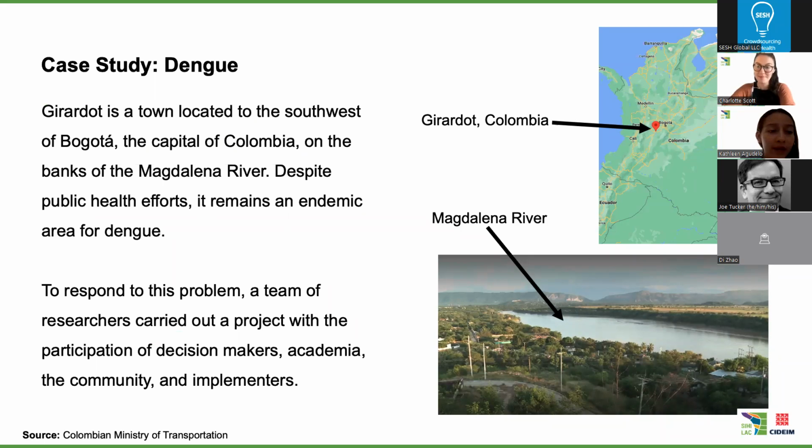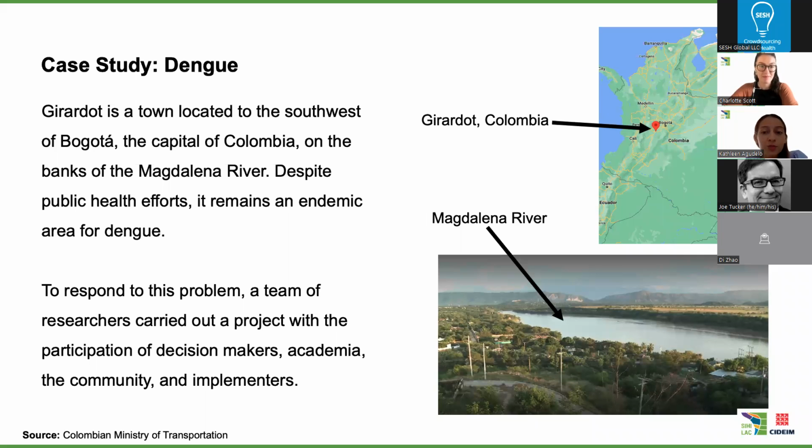Now, we are going to share a case study, a research from Colombia in Girardot focused on dengue. We want to ask some questions at the end, just to apply the concepts that we saw during the workshop in this real case, and to be creative. Girardot is a town located to the southwest of Bogota, the capital of Colombia, on the banks of the Magdalena River. Despite public health efforts, it remains an endemic area for dengue.